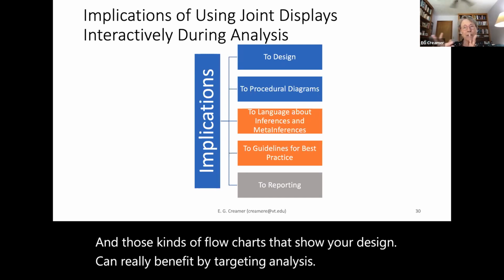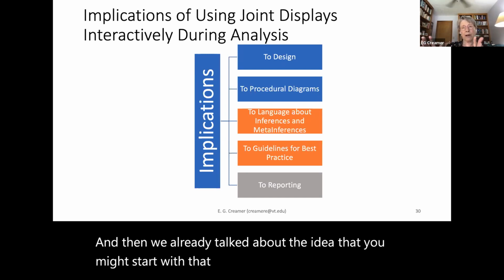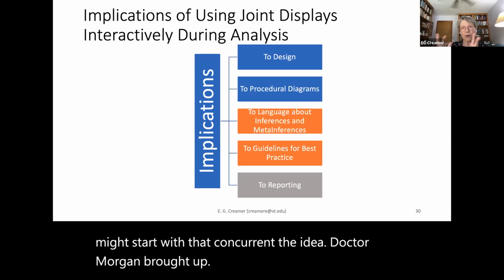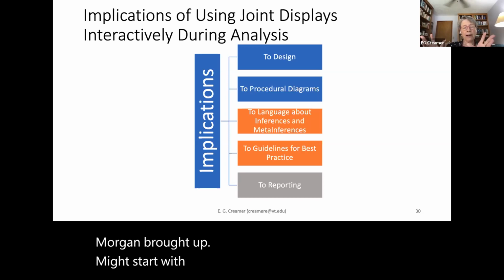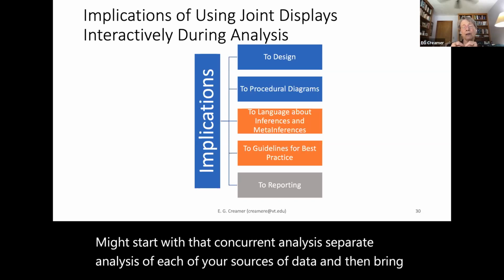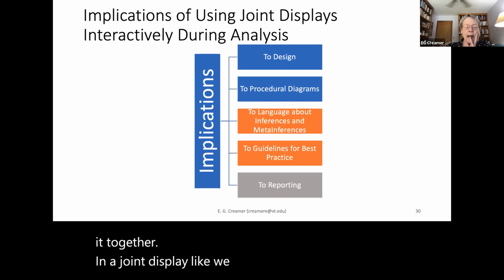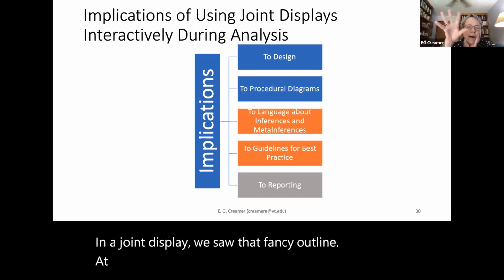And then we already talked about the idea Dr. Morgan brought up. You might start with that concurrent analysis, a separate analysis of each of your sources of data, and then bring it together in a joint display like we saw, that fancy timeline that had the hyperlinks.